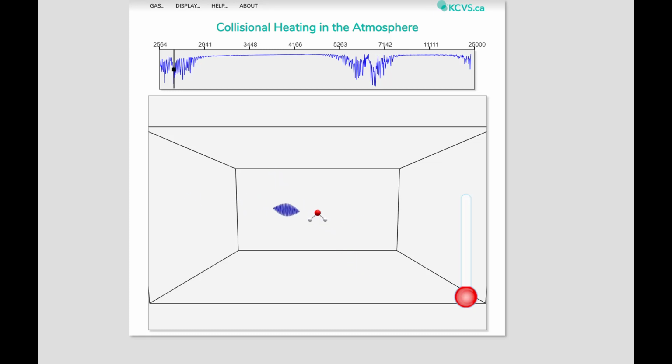G'day all. I thought I would show you a way of visualizing how greenhouse gases actually work and how we know that they are causing the atmosphere to warm up. This visualization was presented and created by some colleagues of mine, Professors Brian Martin and Peter Mahaffey, who work at the King's Centre for Visualization in Science in Edmonton, Canada.